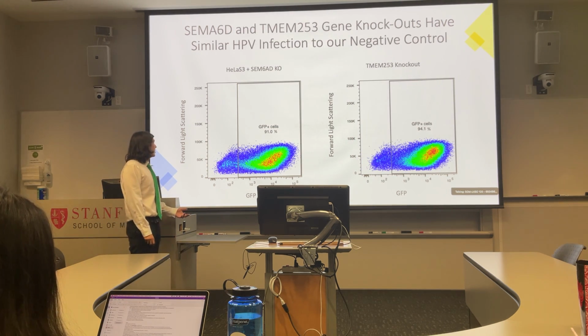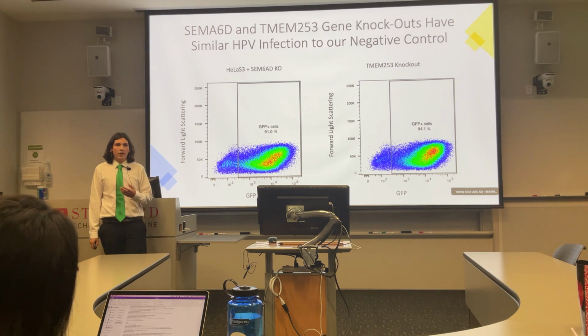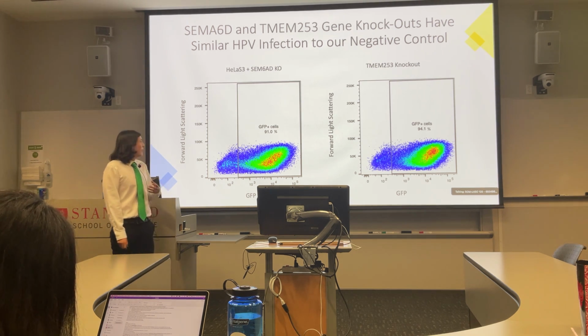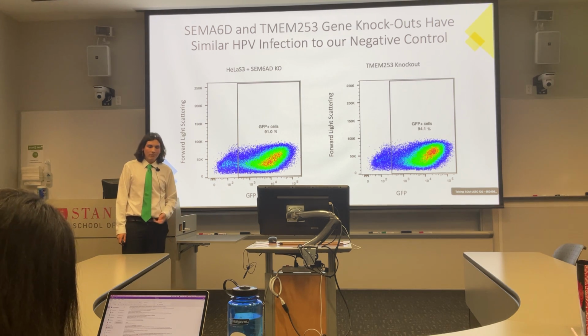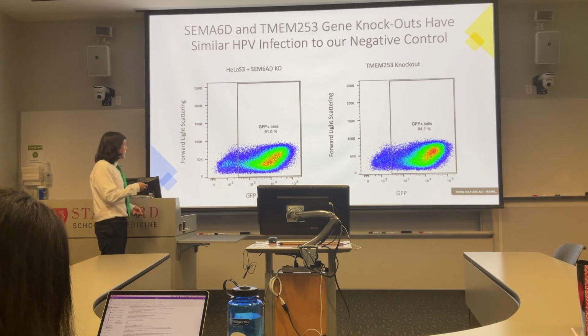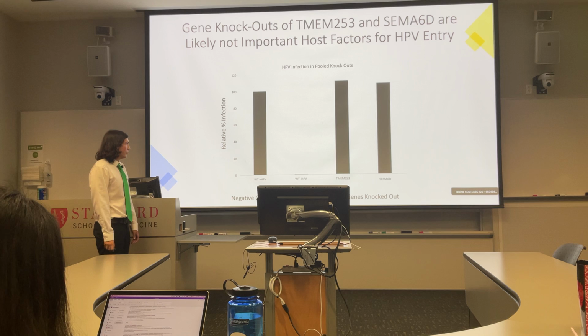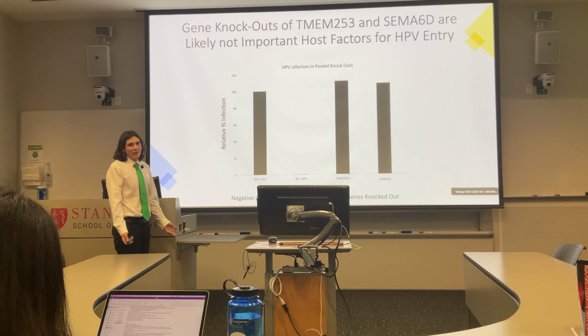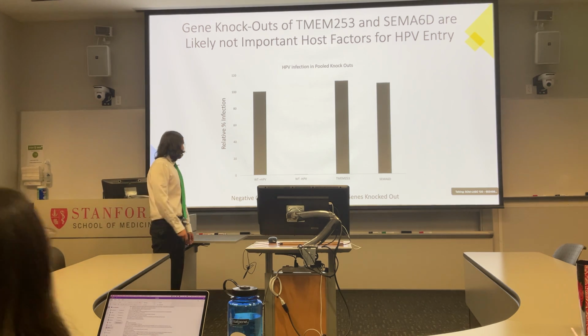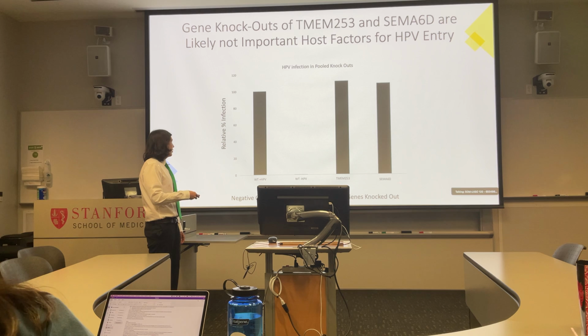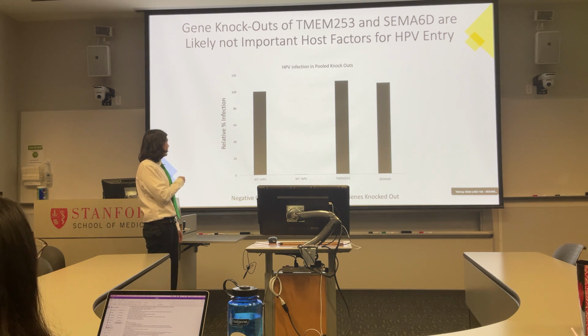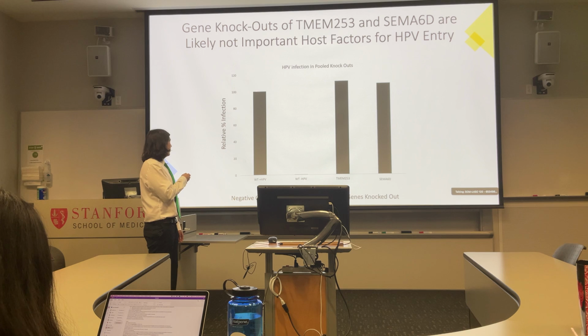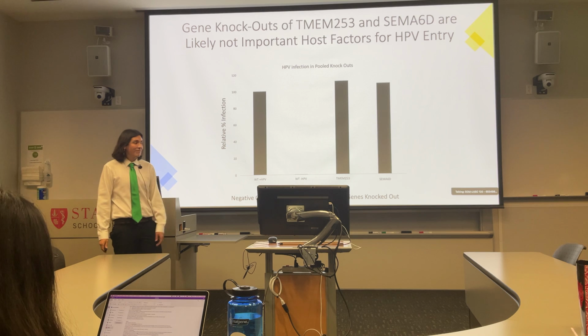So when we looked at SEMA6D and TMEM253, and we knocked them out, these host factors that we're observing, they actually had very similar infections to our negative control. Which means we had around 91% of our cells fluorescing and around 94% of our cells fluorescing. And this data we generated onto a bar graph, and it's probably likely to say they're not important host factors for HPV entry. Here we have our controls, our positive controls, and our gene knockouts, and our percent of infection. And we see that our relative base infection of 100% was very similar to our knockouts. So they were being infected.